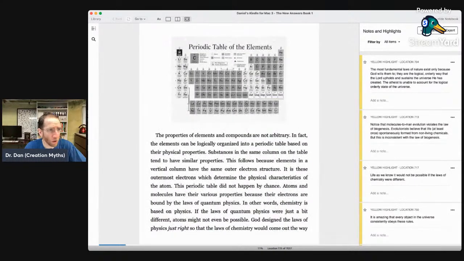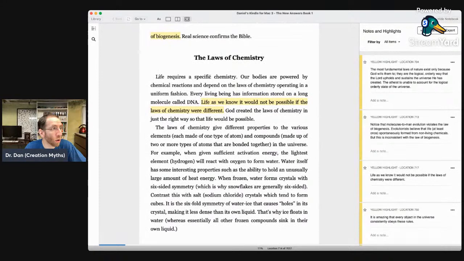Let's continue. Then we talk about the laws of chemistry. He says, life as we know it would not be possible if the laws of chemistry were different. This is just one of those things where it gets into this fine-tuning thing, and we're going to see more of that here. But, I mean, sample size is one, right? We have one universe. We have one way chemistry works. We don't know what else could work. We're just asserting that it couldn't. Okay, fine. But you have to make an argument. You can't just assert it. So that's kind of a theme with this chapter.